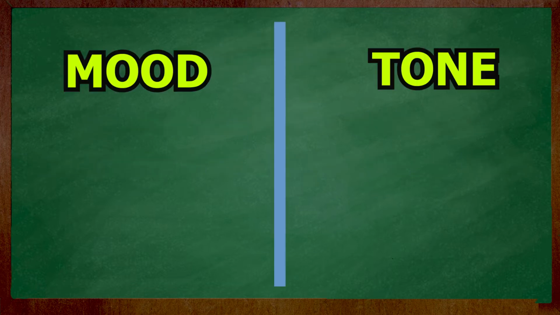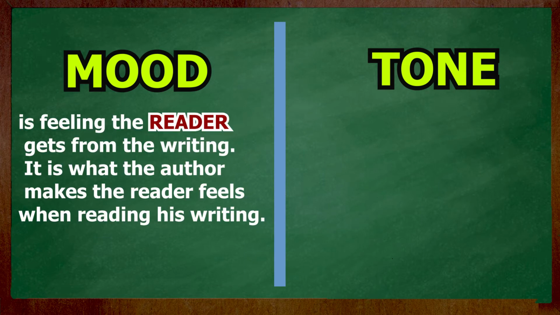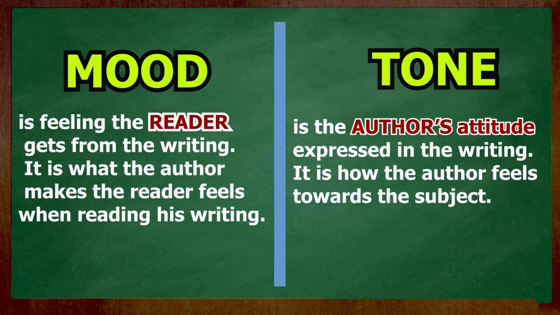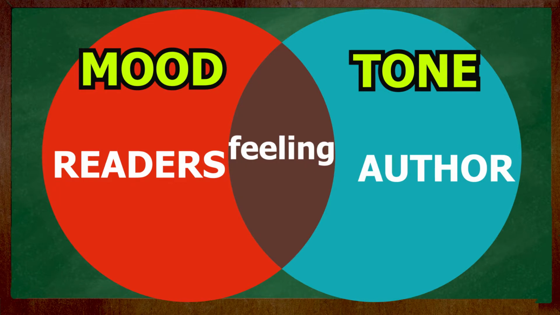Mood and tone are literary elements that we often confuse or mix up. Let's see the similarities and differences. Let's take it this way. Mood and tone are the same feeling or attitude. Mood is the feeling the reader gets from the writing. It is what the author makes the reader feel when reading his writing. On the other hand, tone is the author's attitude expressed in the writing. It is how the author feels towards the subject. Again, mood is for readers and tone is for author.